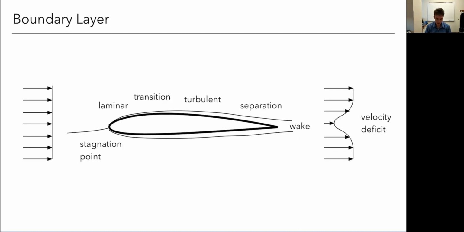So a few things have changed now. Our boundary condition is going to be different. No longer is it flow tangency. We could still say flow tangency outside of the boundary layer, but at the surface, we have the no slip condition. So both the normal and the tangential velocity go to zero.